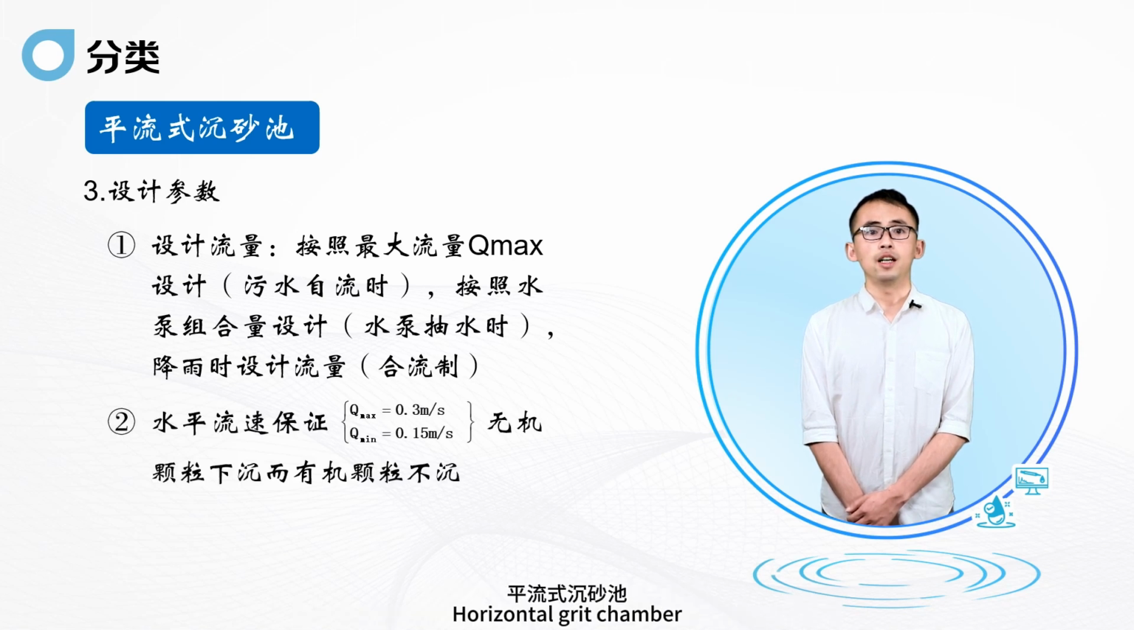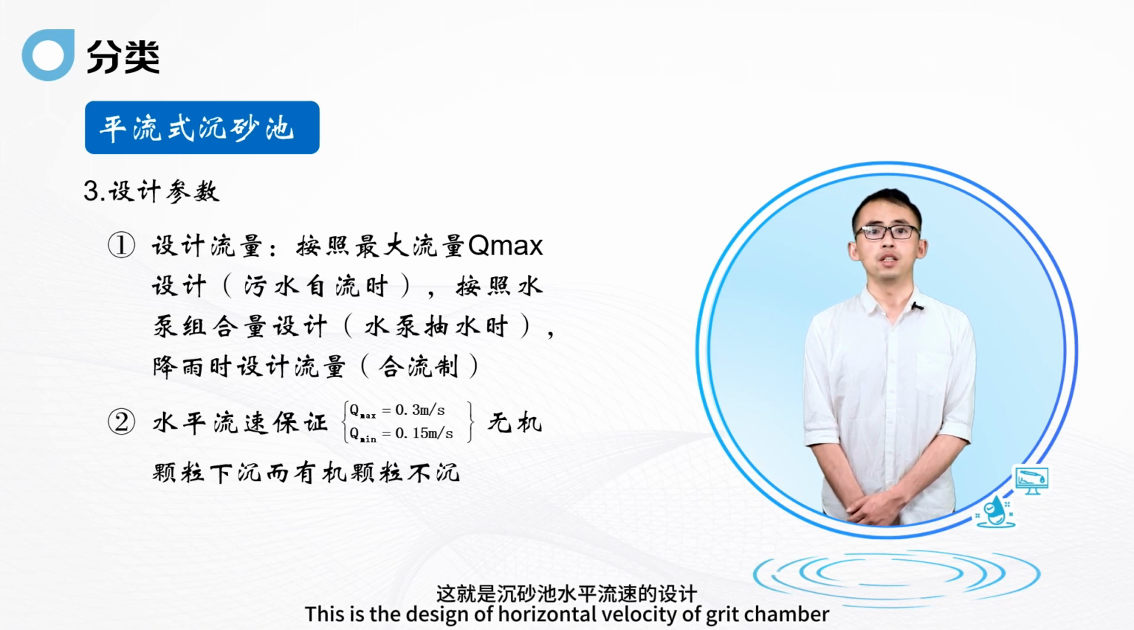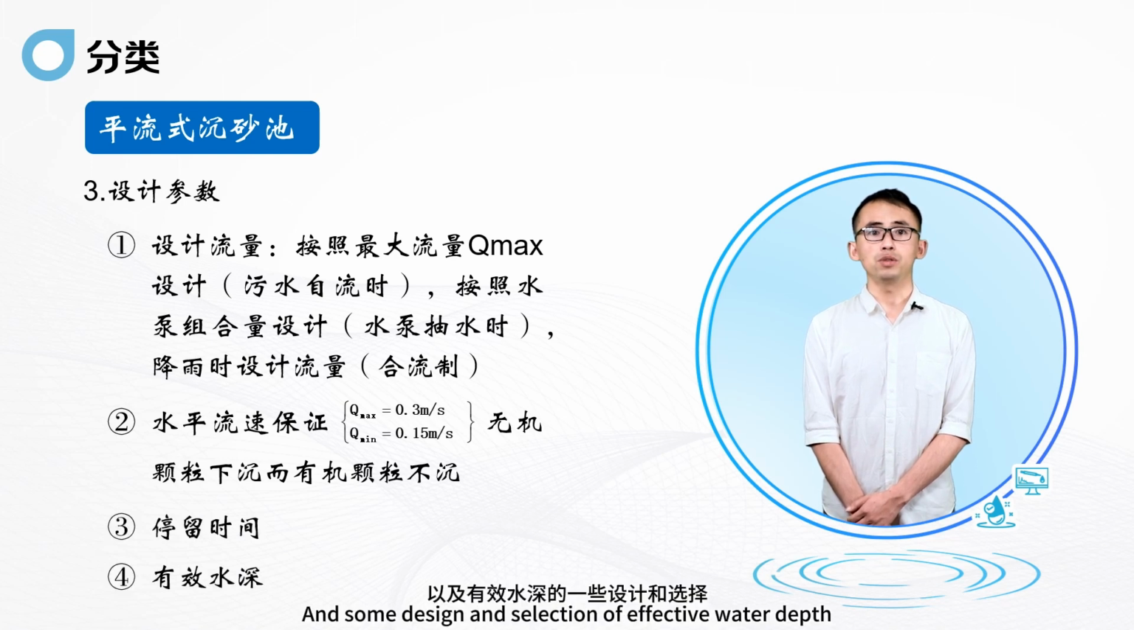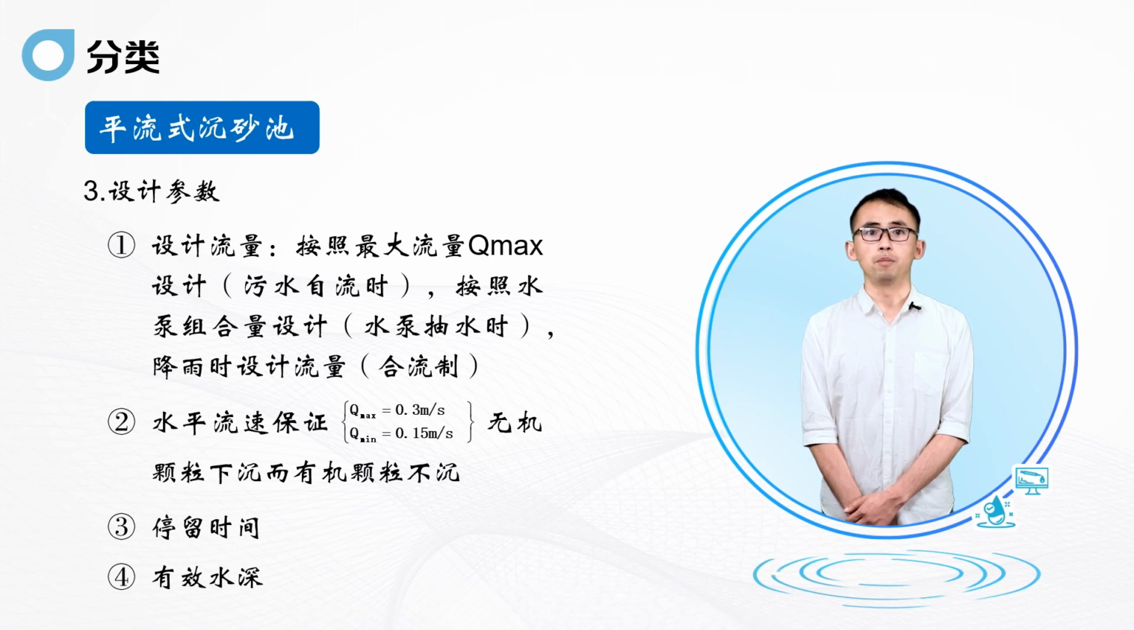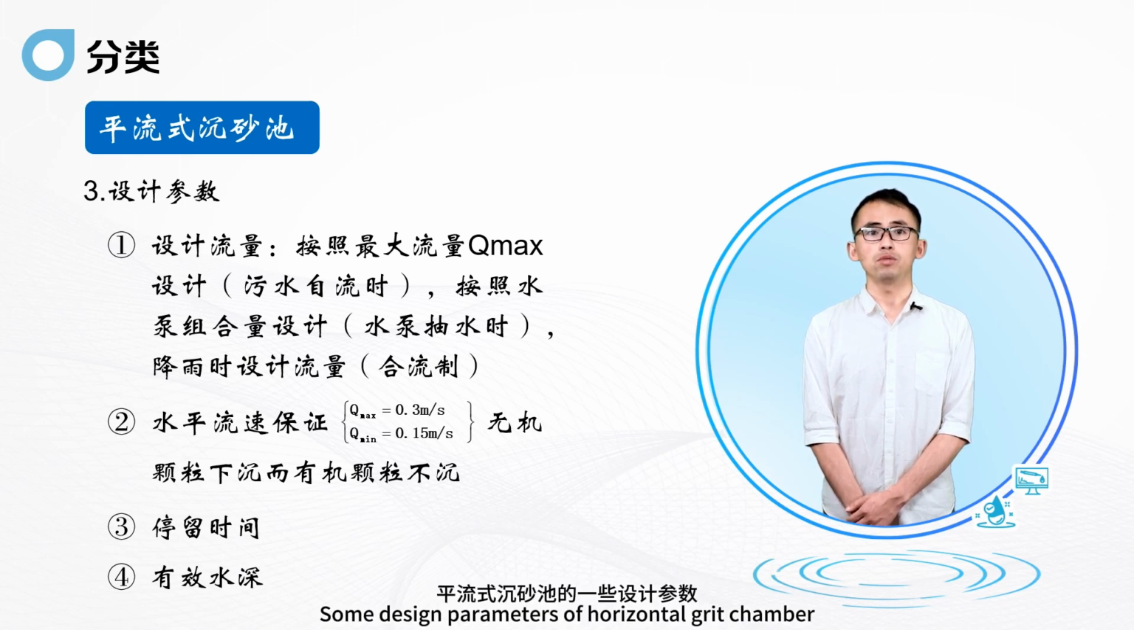Horizontal grit chamber, second, the horizontal flow rate. To ensure that inorganic particles sink, however organic particles do not sink, this is the design of the horizontal velocity of the grit chamber. Its maximum flow rate Qmax should generally be greater than 0.3 meters per second. Qmin should be greater than 0.15 meters per second. And for the stay time and the effective water depth, you can choose by reference to some design parameters of the horizontal grit chamber.